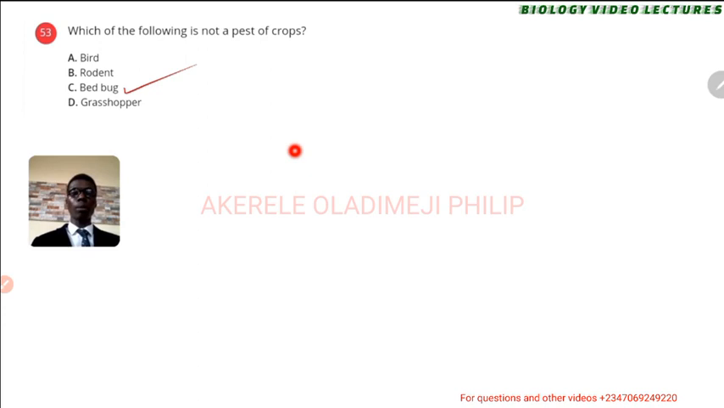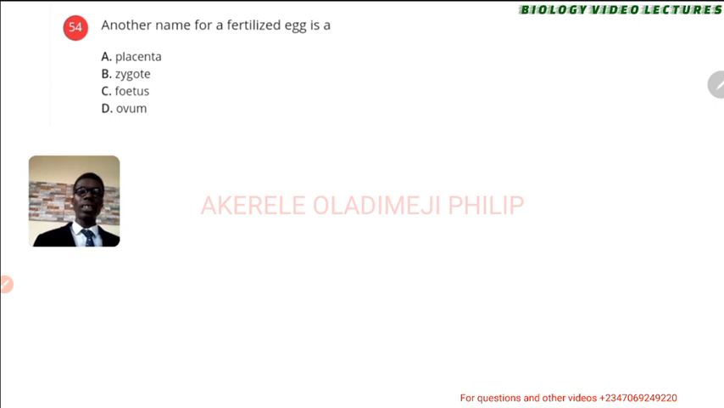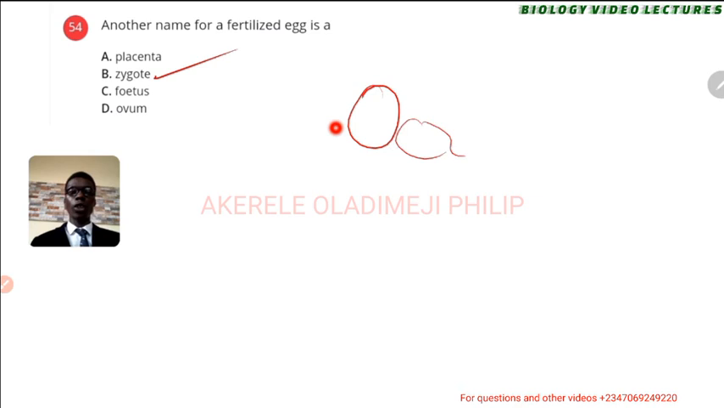Another name for a fertilized egg is, we can call it zygote, please. When you get, this is an egg, this is sperm fertilizing it, so we can call this, it's going to become a structure called zygote. I think that should be easier for you to remember.